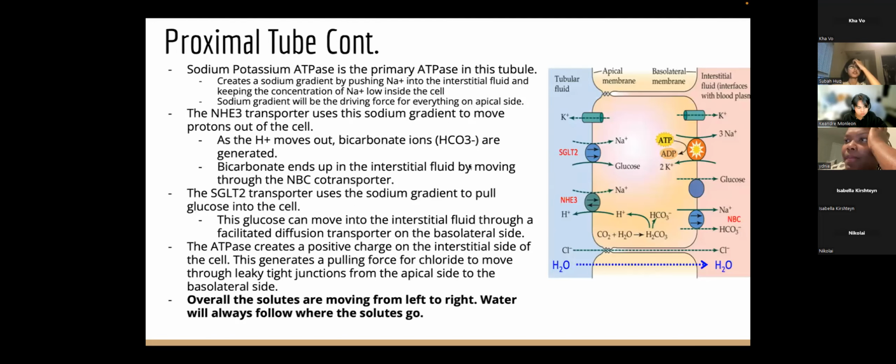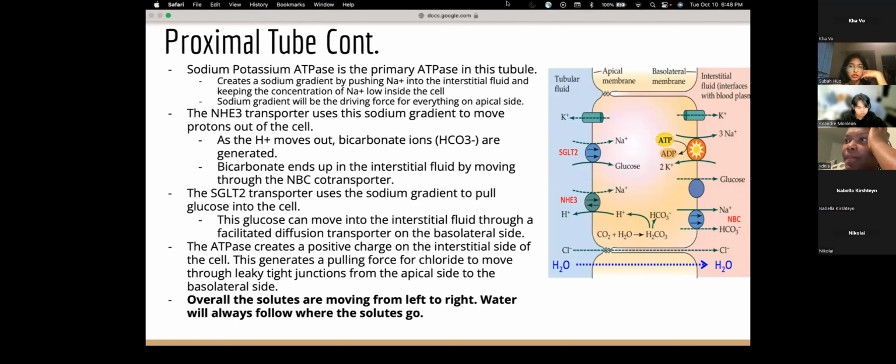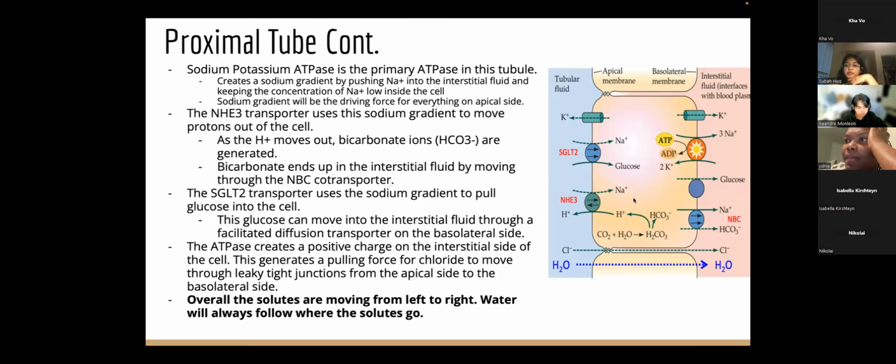So now we're going to go into more detail about the process of reabsorption, and it deals with a lot of transporters that I think Ka talked about earlier. So I'll just orient us right now. So we have the renal tubule. Inside the tubule is the lumen, and that's where the tubular fluid or the urine is.